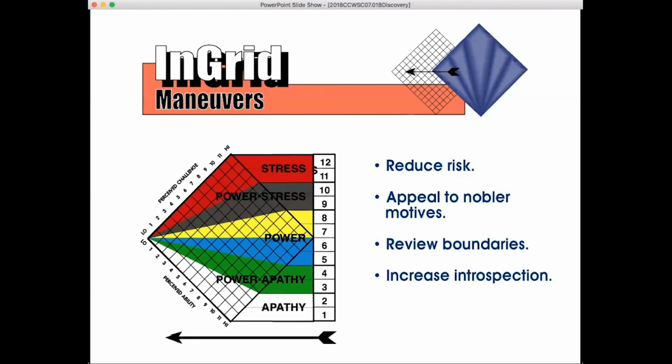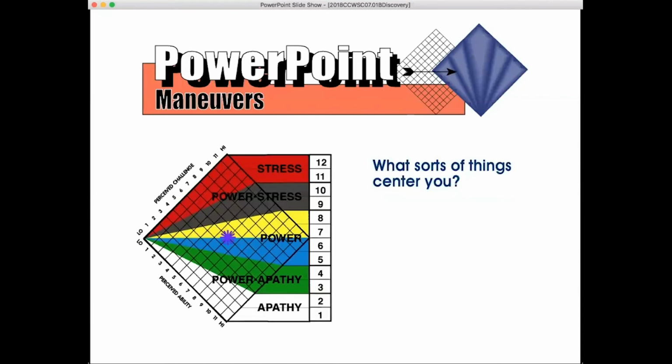So those are the in-grid maneuvers: reduce risk, appeal to nobler motives, review boundaries, increase introspection. We do have one last set of maneuvers we'll be going over. We'll save that for next time around. We'll be talking about PowerPoint maneuvers.